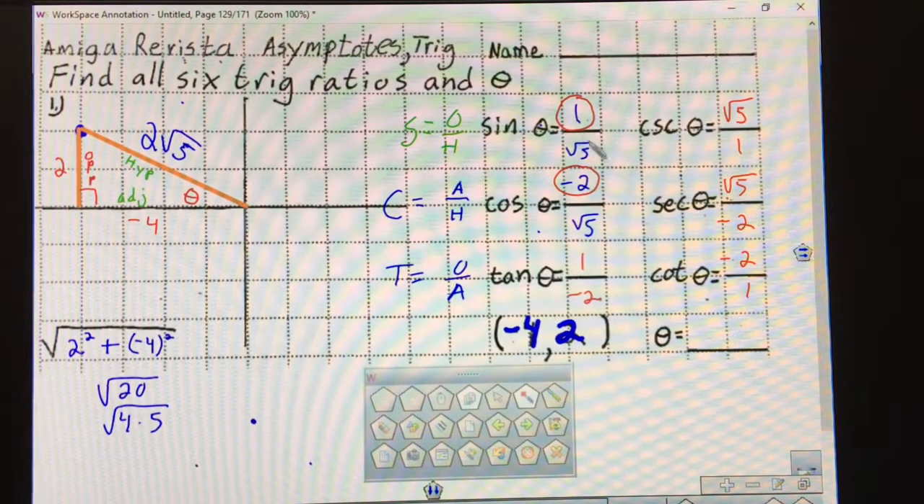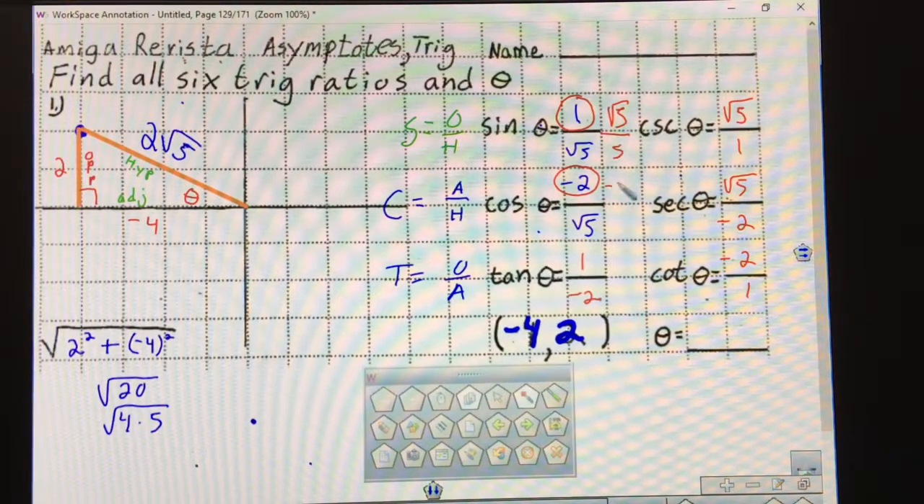Now I'm going to come back and fix these. If you don't know how to do it by hand, you can use the calculator and just type it in. But this will simplify to root 5 over 5. This will simplify to negative 2 root 5 over 5. Remember, you have to simplify them and rationalize the denominator.